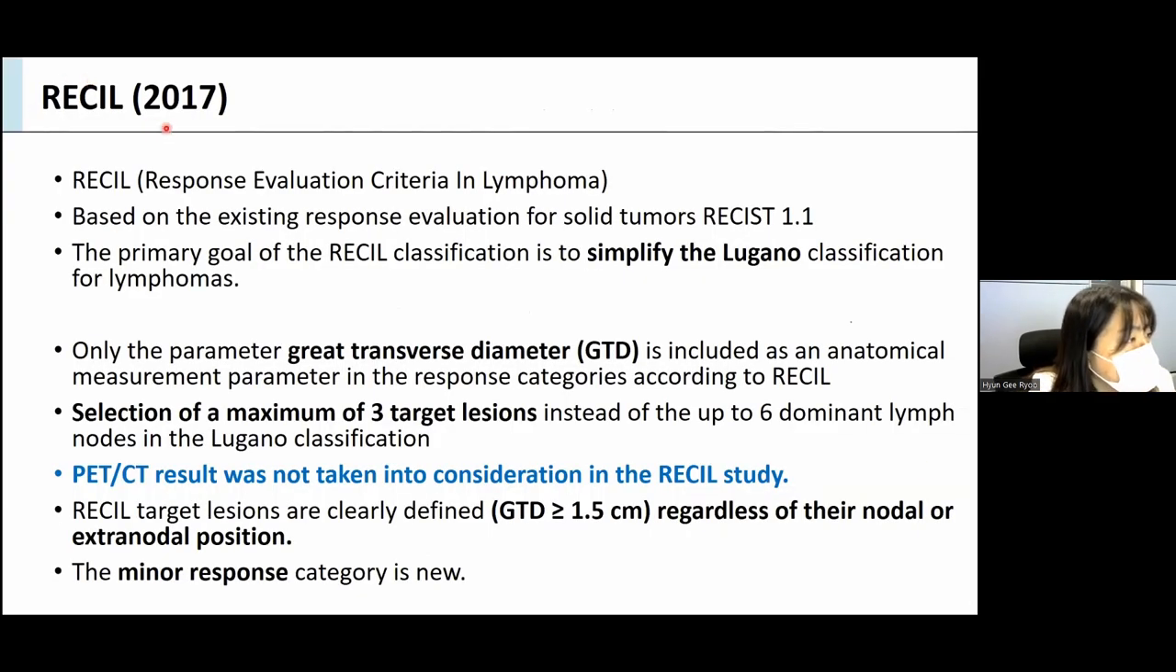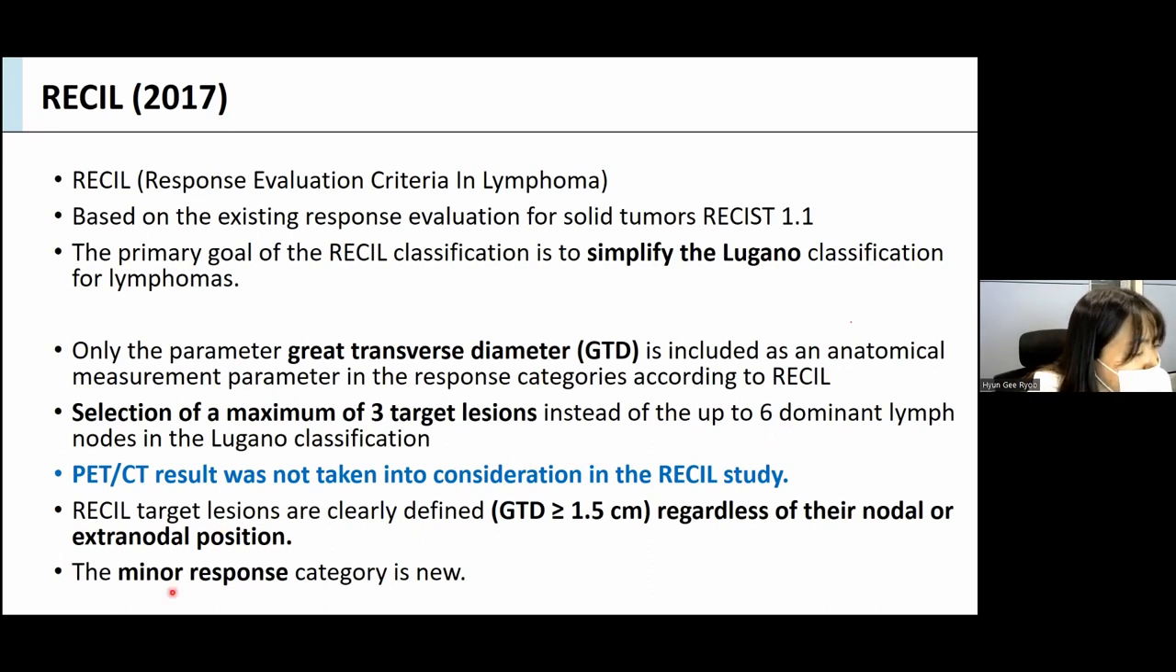And also there was another response evaluation criteria system. There was the RECIL criteria in 2017. This is the response criteria based on the existing Response Evaluation Criteria in Solid Tumors, RECIST 1.1. The primary goal of this RECIL classification is to simplify the Lugano classification for lymphoma. This RECIL system only uses the parameter of greatest transverse diameter, and also only uses a maximum of three target lesions. And for this RECIL criteria system, PET-CT result was not taken into consideration.